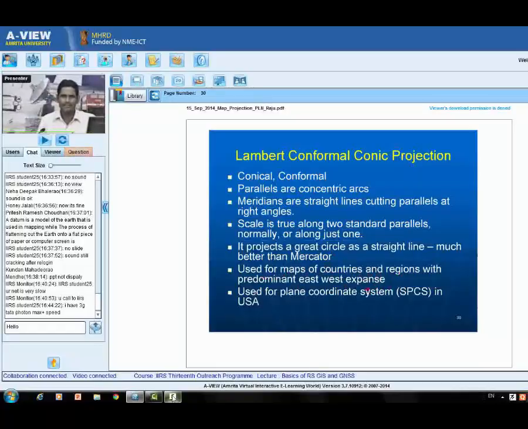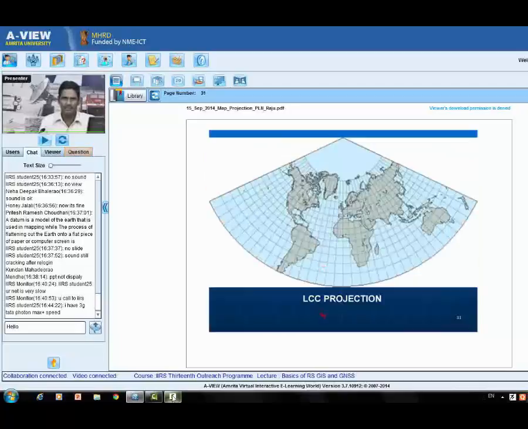It is used for maps of countries and regions with a predominantly east-west expanse. Suppose you talk about America, or you take Madhya Pradesh in the case of India. They are basically spread east-west. For that type of thing, you use these conical maps. It is used for the plane coordinate system in the USA. That means if you want to use a simple geometrical coordinate system, it can be used for that type of maps. So this is the LCC projection, the Lambert conformal conic projection.